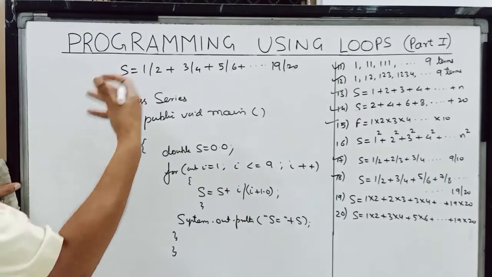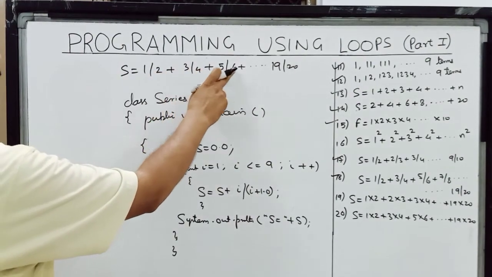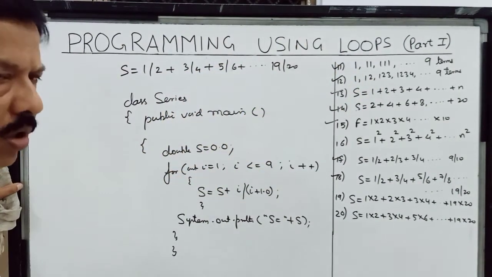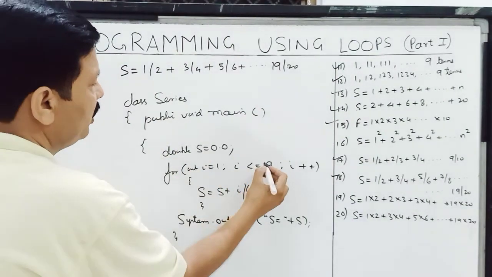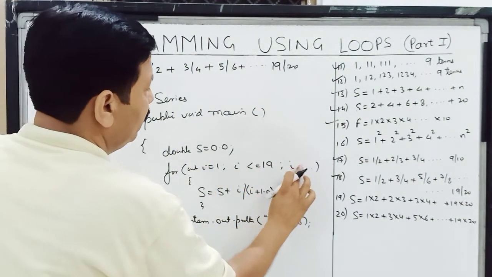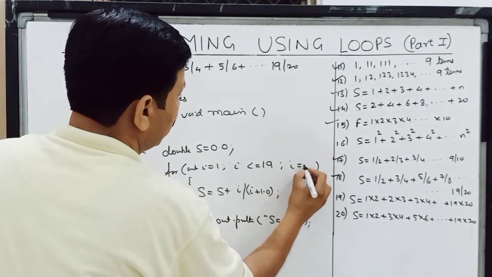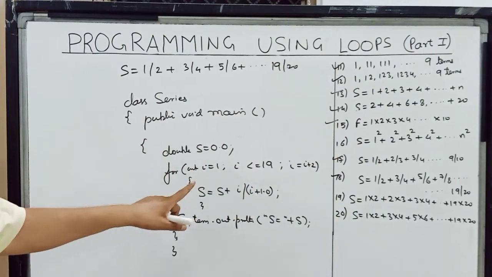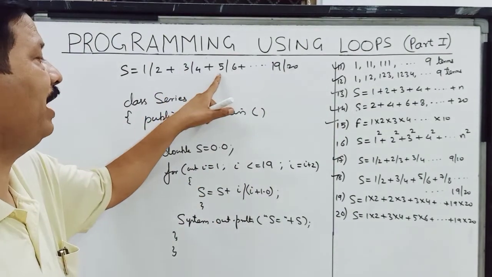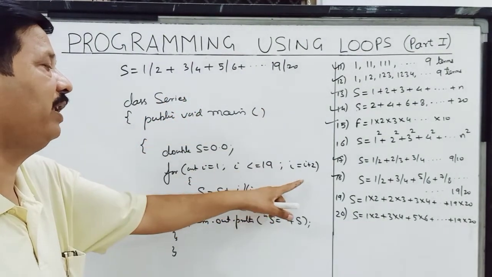Now children, if you see the upper part, it is 1, 3, 5 and 7 and so on till 19. So what I am doing in this series, I am making the changes and I am making it as i is equal to i plus 2. So I have changed the loop. The loop will be now 1, then 3, then 5, then 7, and so on till 19.